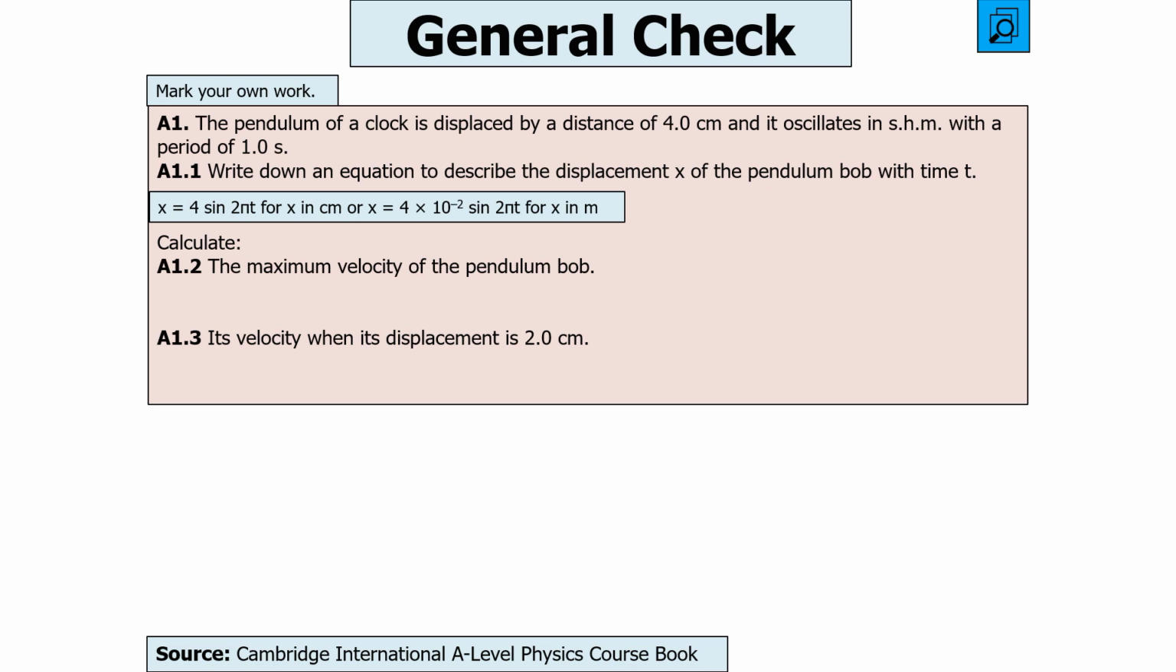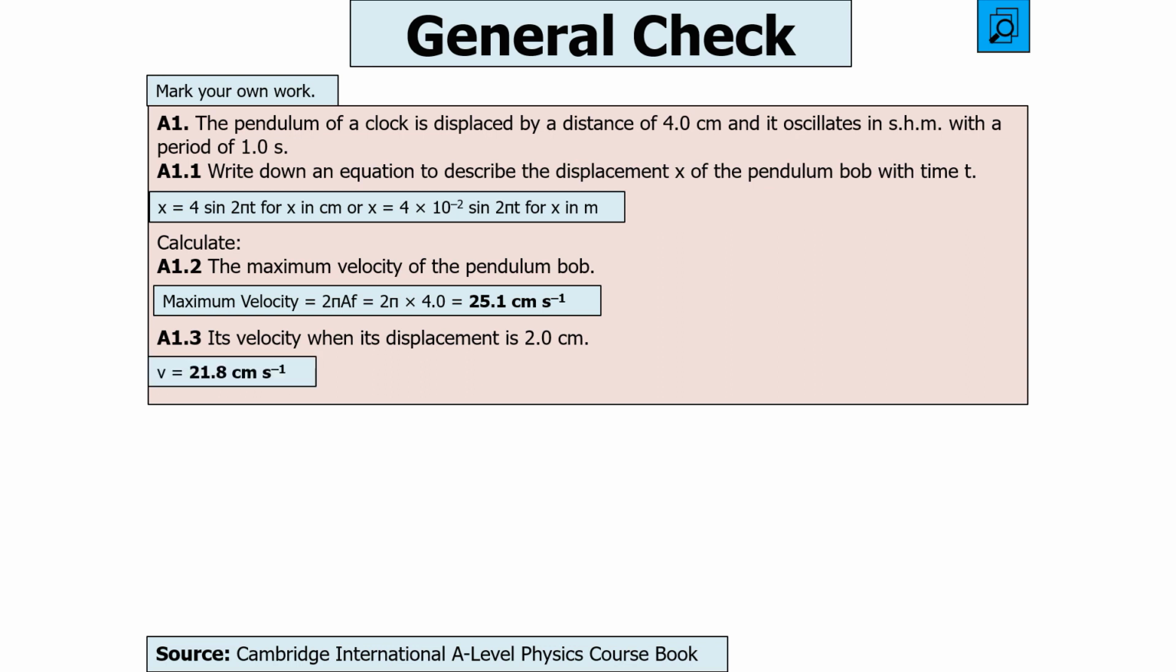Now the maximum velocity, we again are given this equation on our equation sheet. It is 2 pi f times the amplitude A, so we do 2 pi times 4. We know that the frequency is in fact 1, because there is one oscillation every second, so therefore it's 25.1 centimeters per second. And then its velocity, well again we can work out the velocity with the equation for the actual value, which is going to be equal to 2 pi times the square root of the amplitude squared minus the displacement squared. So you pop in all those values and you get 21.8 centimeters per second.